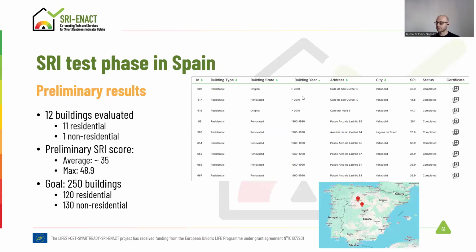These scores are pretty high compared to what other countries are getting, but this is mainly because the sample is very low. And when we reach our goal of 250 buildings, it will be more similar to other countries. And the same with the map on your right, you can see that all the points are really concentrated, and the idea when we reach our final goal of 250 buildings is that it will be more diverse through all the country. And this is pretty much it for the Spanish case. Thank you.